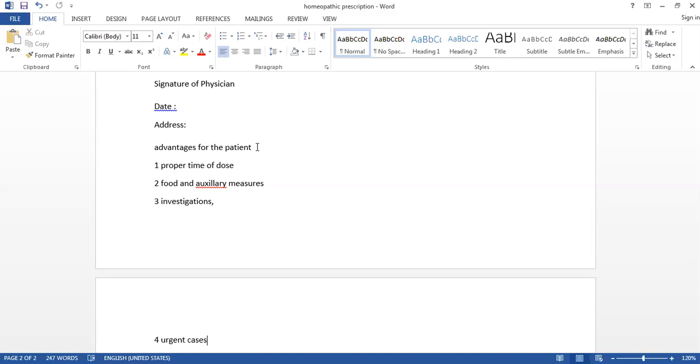Second thing is that if you advise certain measures, they will be remembered by the patient: which things to eat, which things not to eat, whether to do exercise, yoga, or if you have suggested physiotherapy. So he will take those proper measures if we are writing them in the prescription. Otherwise the patient will forget.